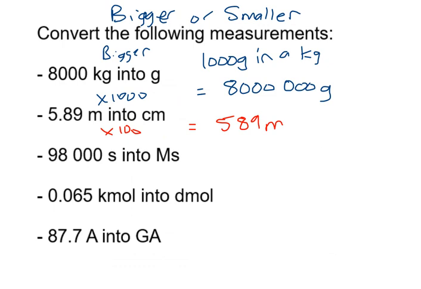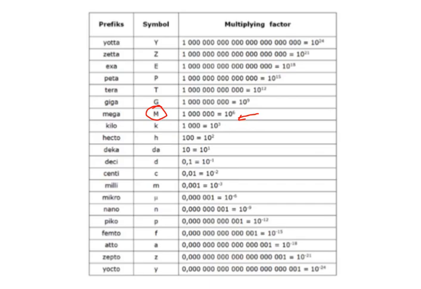And so if you're going down, you're usually multiplying by something. But if you're going uphill, you're usually dividing. That's kind of a good rule of thumb. I'm going to go from the base unit that was right here up to mega, and so I'm going to need to divide by 10 to the 6.